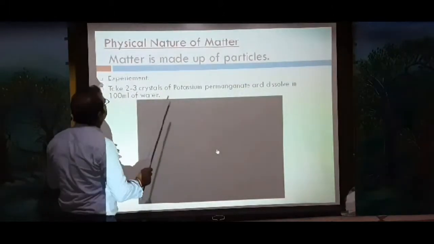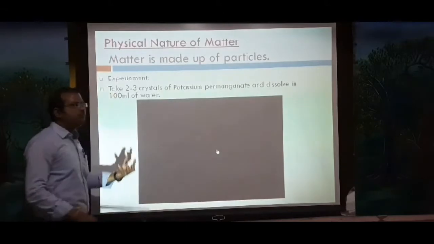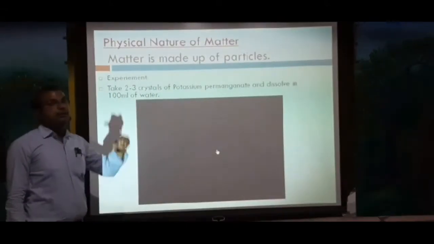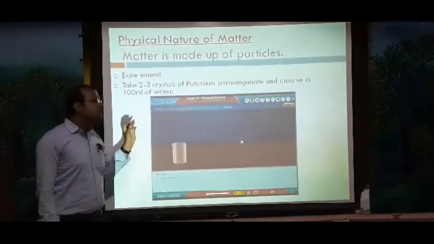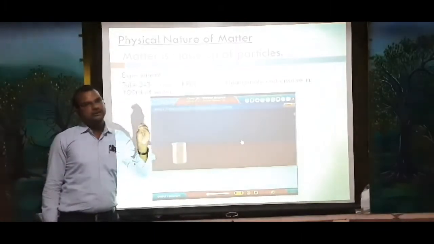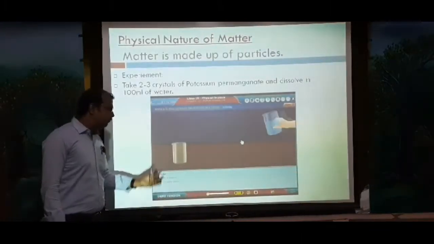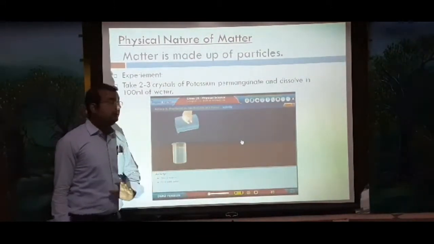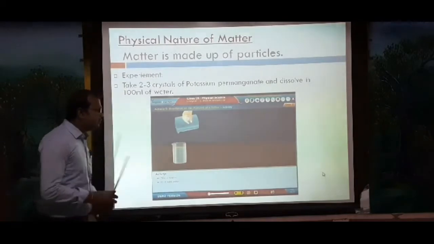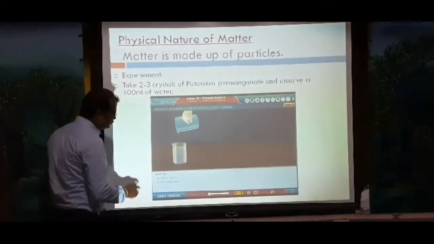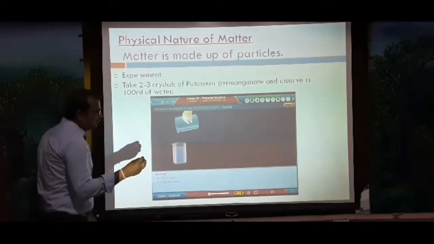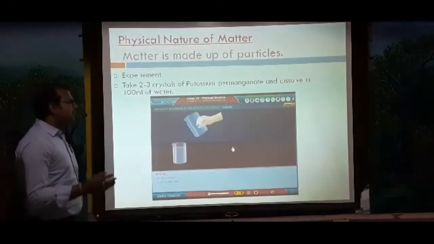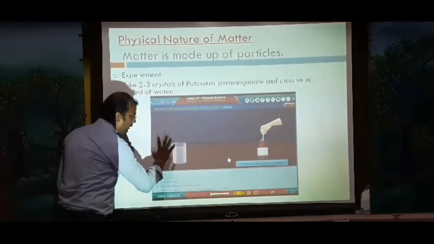The first one, physical nature of matter: matter is made up of particles. How can we say that matter is made up of particles? First we will see a small experiment. We need some basic materials for this experiment: a beaker, water, and some crystals of potassium permanganate. First we take 100 ml of water in a beaker. Then we add some crystals of potassium permanganate into this beaker.